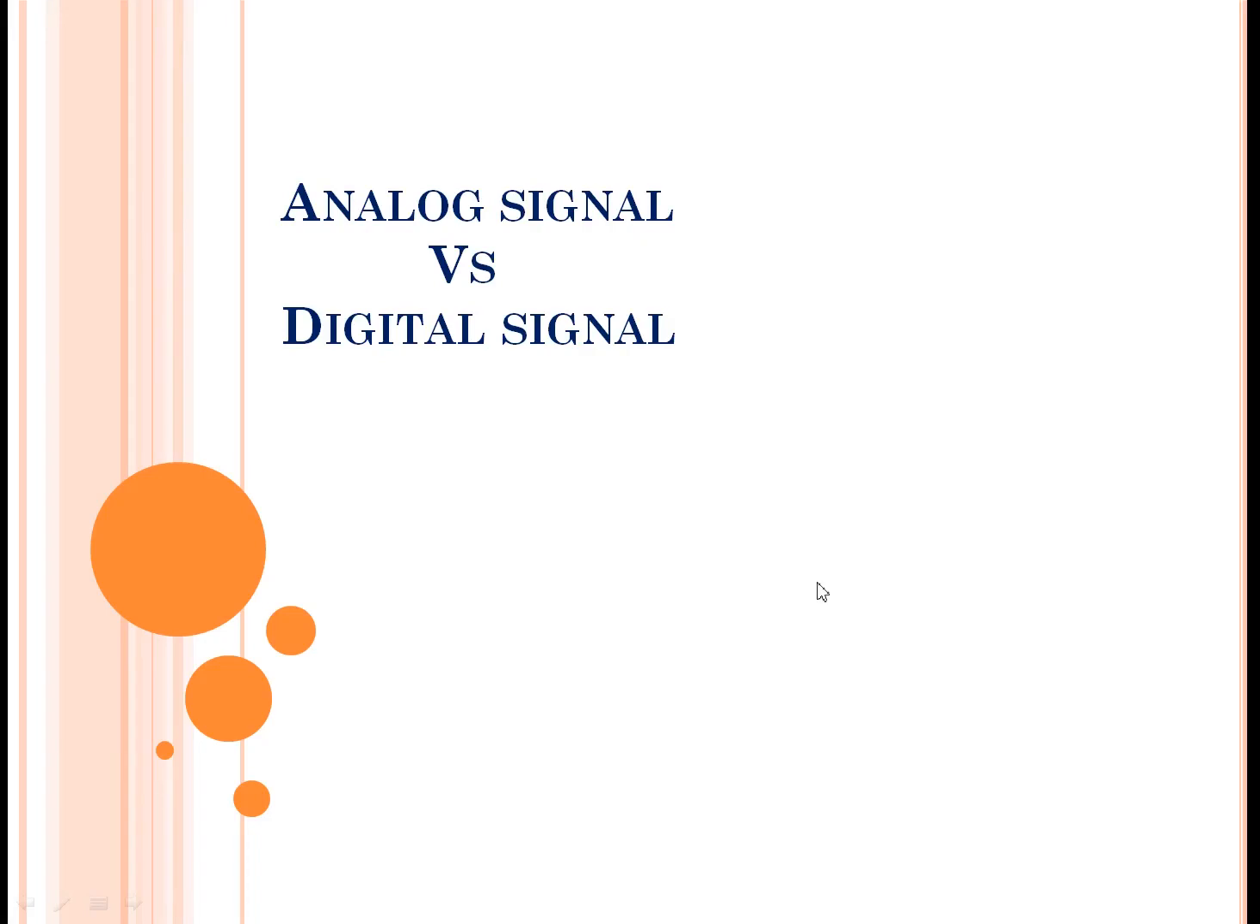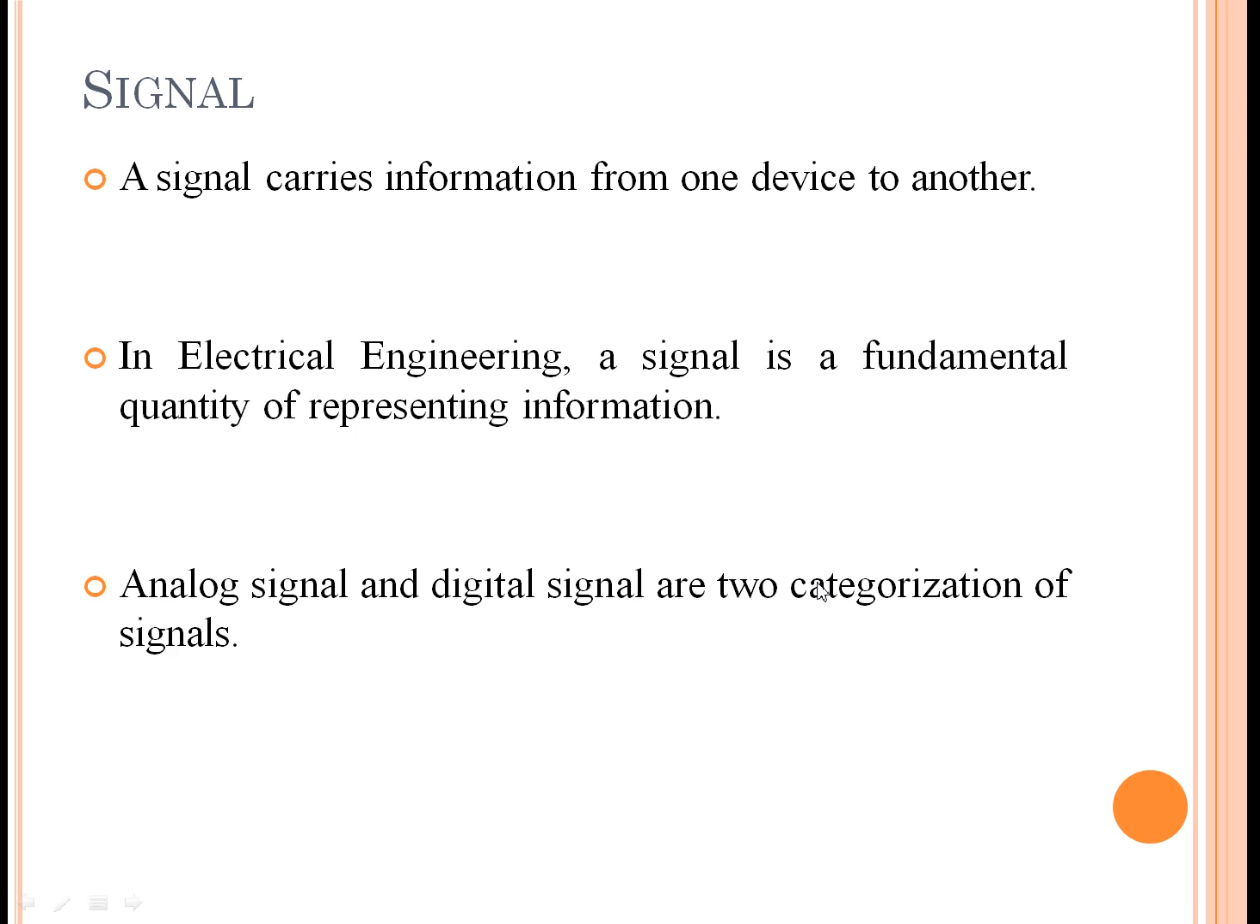Hello everyone. In this video, I will be discussing the difference between analog and digital signals. What is a signal? A signal carries information from one device to another. In electrical engineering, a signal is a fundamental quantity representing information. In other words, mathematically we can say it is a function that conveys information.